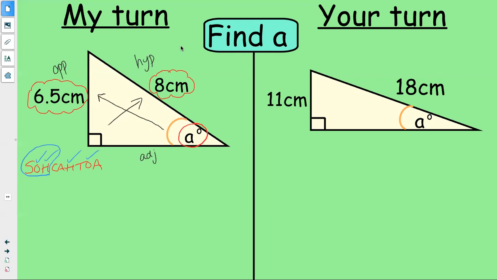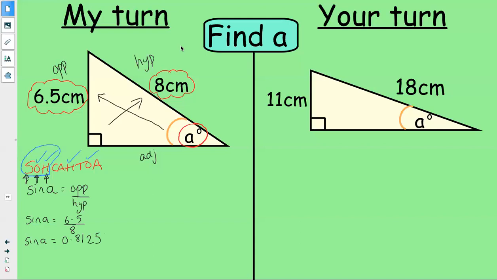What each one does. So S stands for sin of the angle. So sin of the angle. The angle we don't know, but we're calling it A. Equals O stands for opposite, all divided by H stands for hypotenuse. So sin A equals opposite, which is 6.5, divided by 8. You can type that into the calculator now, so 6.5 divided by 8. And you should get an answer of 0.8125.